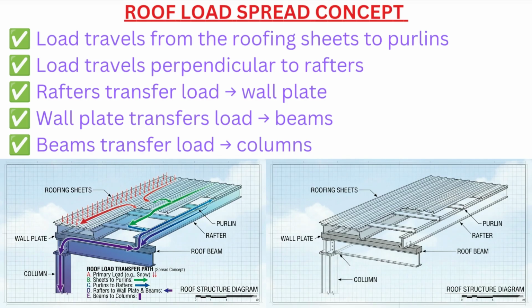So let us first understand the roof load spread path, how this transfers load. You can see load travels from the roofing sheets to the purlins. The purlins are the ones that are in direct contact with the roofing sheets. From the roofing sheet, it transfers load to the rafters. Rafters are the ones connecting the highest points to the wall plate at the support there. So the rafters transfer load to the wall plate. The wall plate also transfers load to the beams, that is the roof beams. The roof beam transfers load to the column. The column transfers to the foundation, to the soil. So this is the path by which load is being transferred, right?